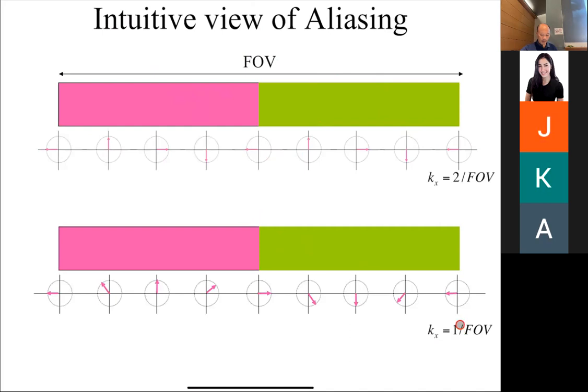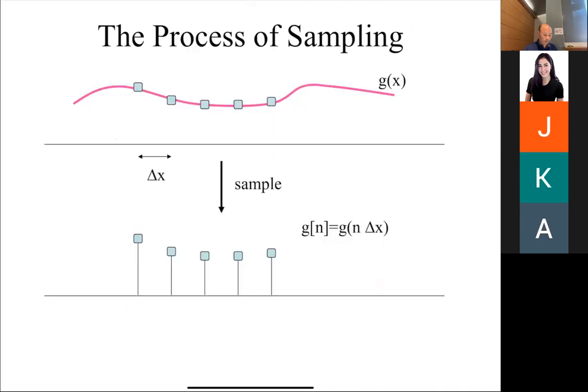Whereas if I have kx equals 1 over the field of view, then this is multiplied by things that are pointing up here, and this is multiplied by things that are pointing down. So the general rule of thumb is you want one rotation of your phasor across the field of view for your lowest frequency. That turns out to be the design rule: the step should be 1 over the field of view. So the design rules we come up with are incredibly simple, but very powerful.